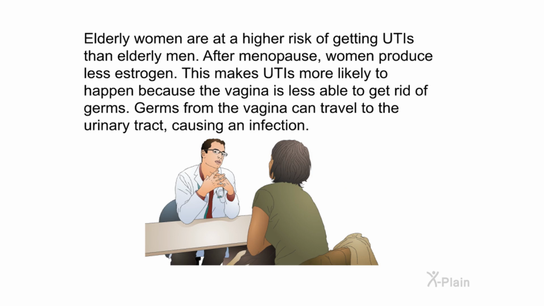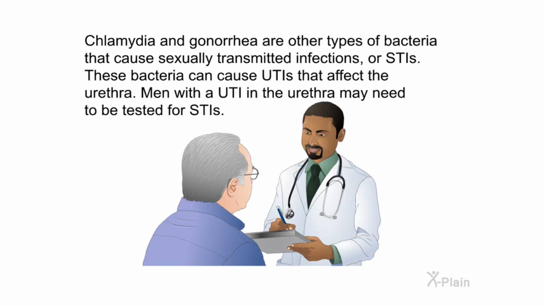Elderly women are at a higher risk of getting UTIs than elderly men. After menopause, women produce less estrogen. This makes UTIs more likely to happen because the vagina is less able to get rid of germs. Germs from the vagina can travel to the urinary tract, causing an infection. Chlamydia and gonorrhea are other types of bacteria that cause sexually transmitted infections, or STIs. These bacteria can cause UTIs that affect the urethra. Men with a UTI in the urethra may need to be tested for STIs.